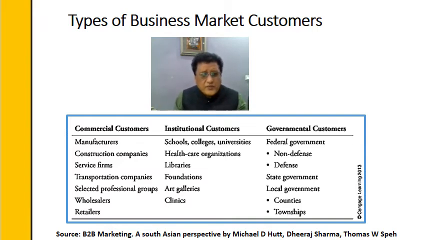Retailers are also part of B2B. Because retailers sell to customers, but retailers buy from companies, or they buy from wholesalers. Sometimes the companies supply directly to the retailers themselves. Sometimes the retailers, they will go to a wholesale market.